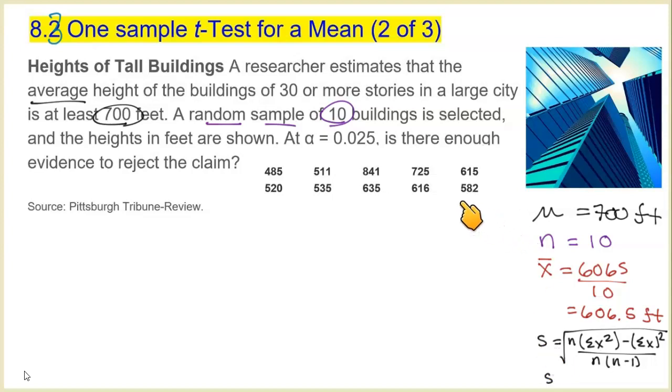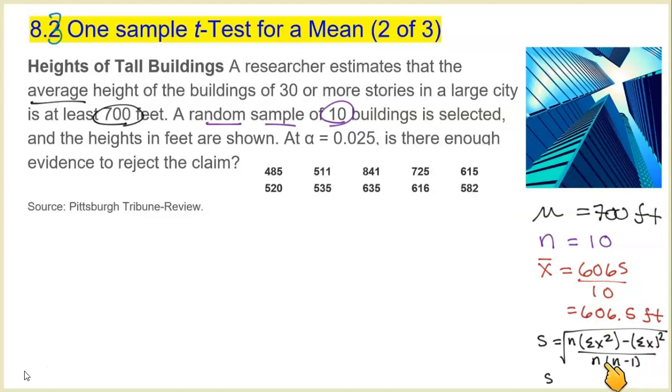If you have data and you have to do a t-test, like you did a t-interval, then you have to find that standard deviation. So I've written the formula here. N would be 10. The sum of x squared will be taking each one of these values, 45 squared, 520 squared, and so on, finding the sum. This sum of x is the 6,065.